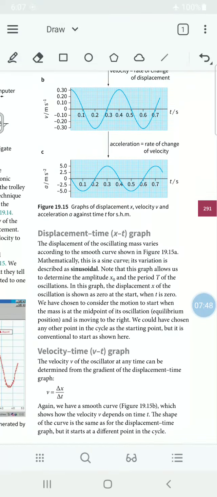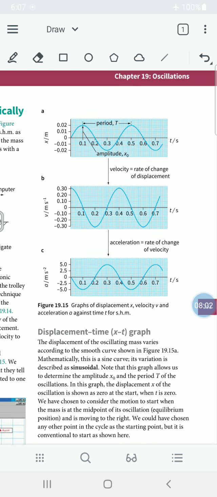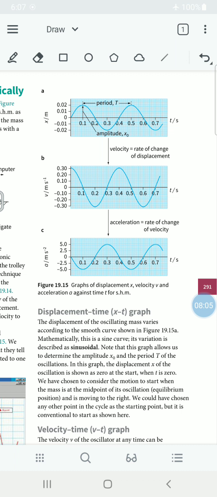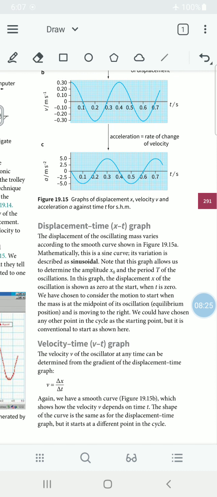Then the velocity time graph, which is the second one. The velocity v of the oscillator at any time can be determined from the gradient of the displacement time graph. You obviously know that the gradient of a displacement time graph will give us the velocity. So v equals delta x divided by delta t, change in displacement divided by change in time. Again, this will result in a smooth sinusoidal curve.